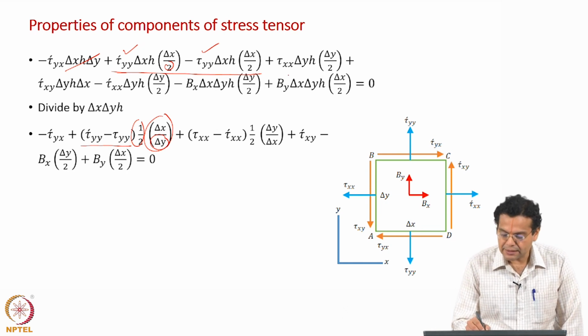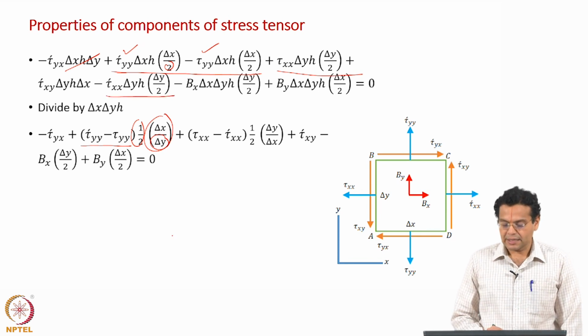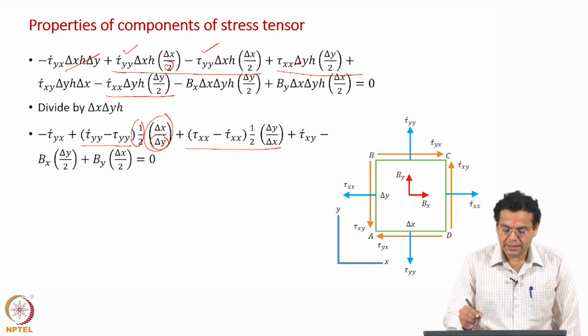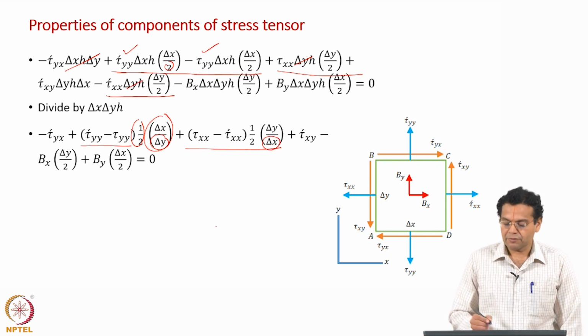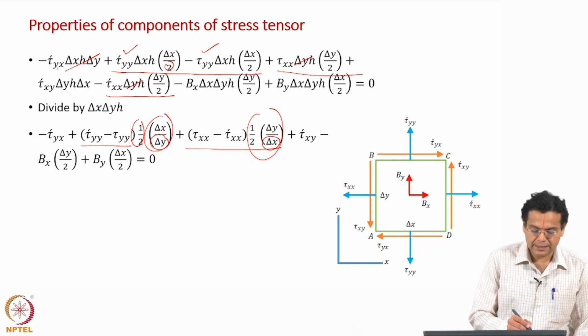Now if you take these two terms for tau x x and minus tau dash x x, those terms are written here. When you divide by delta x delta y h, it cancels away. So you are left with delta x in the denominator, of course delta y in the numerator. So you have half delta y by delta x, of course tau x x minus tau dash x x, and then of course other terms are as such.